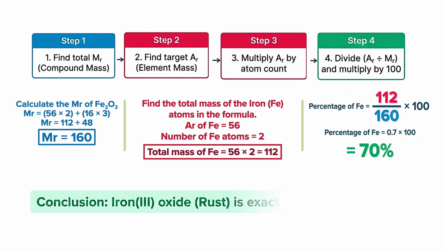And there is our conclusion. Iron(III) oxide, or rust, is exactly 70% iron by mass.